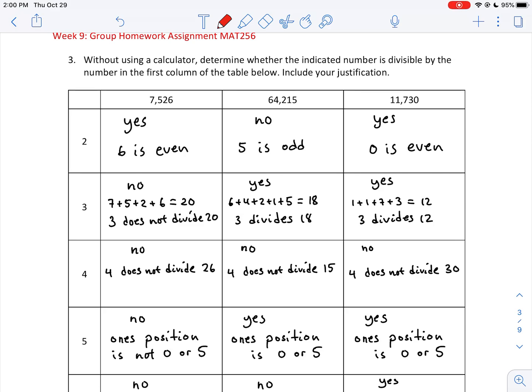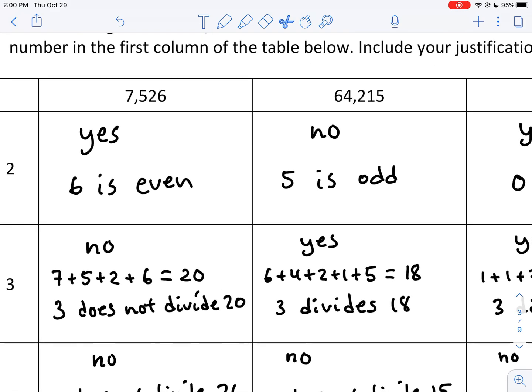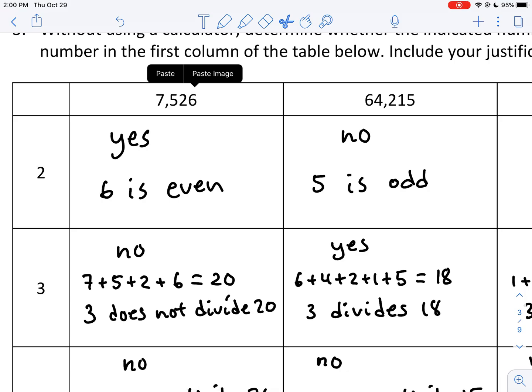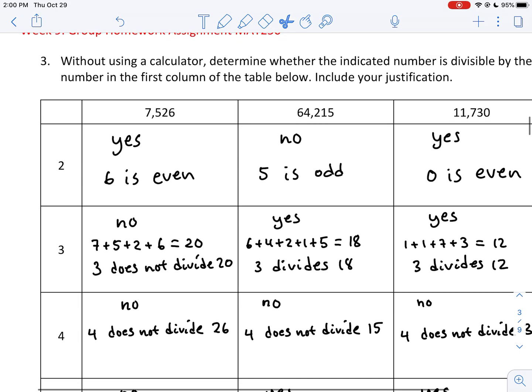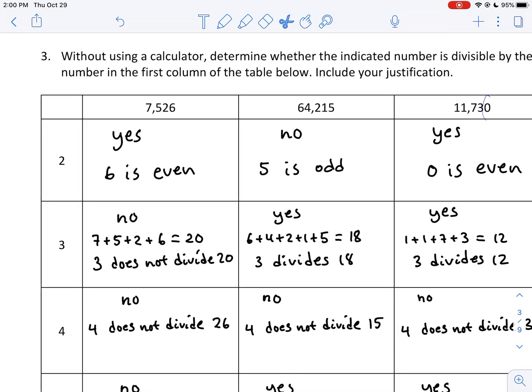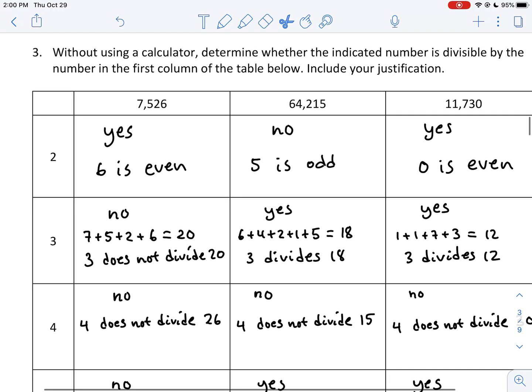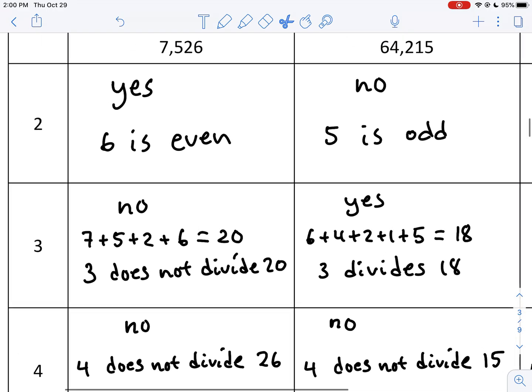All right, for number 3, to determine whether a number is divisible by 2, just look at the ones digit, right? If it's even, then the answer is going to be yes. 0 is considered an even number, right? So 2 divides into that last number.